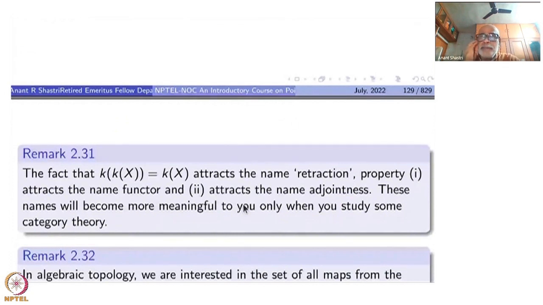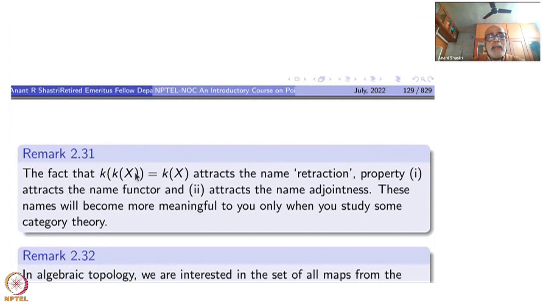The fact that k of kx is kx allows us to call k a retraction. It is as if CG is sitting inside H and we are getting back a map which is identity on CG. So that's the meaning of this. If X is already CG, then K of X will be X itself. So in any case, K of KX is KX. So that is R square, so R square is R. That's like a retraction.